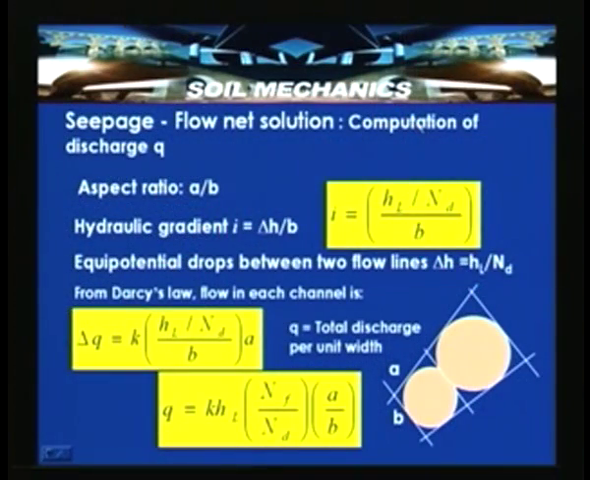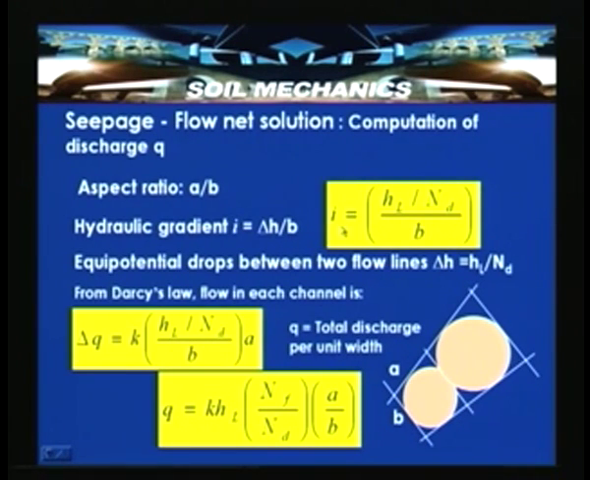So, in the flow net solution, the computation of the discharge Q, if you look into it, we said that the aspect ratio is defined as A and B. These are the flow lines which are shown here, and these are the circles which are inscribed in such a way that the curvilinear squares are obtained. These are the two potential lines, which are approximately orthogonal, and hydraulic gradient I is delta H by B. Delta H is the head loss which is occurring between these 2 points.